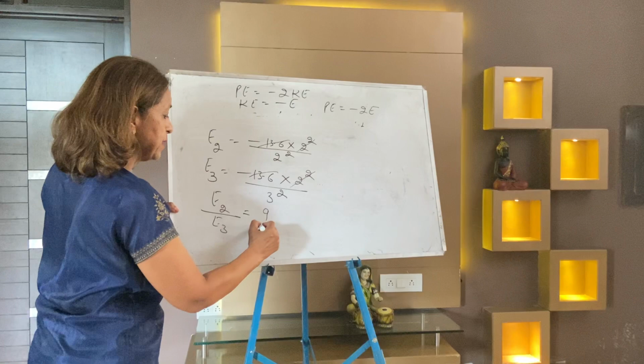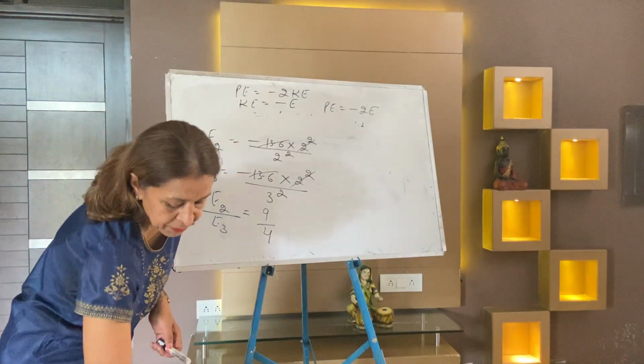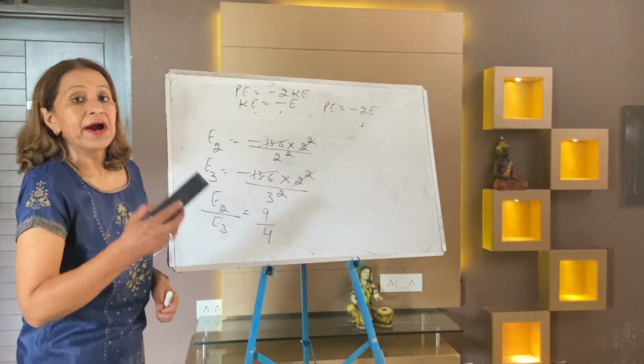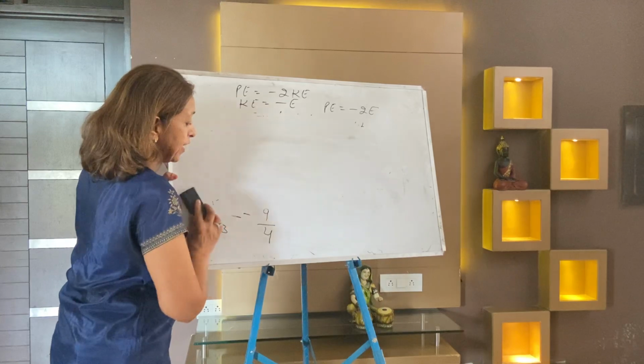So it is 9 by 4. So this is 9 ratio 4. Now I'm taking the next question regarding potential energy and kinetic energy. So it's very easy to find the energy.